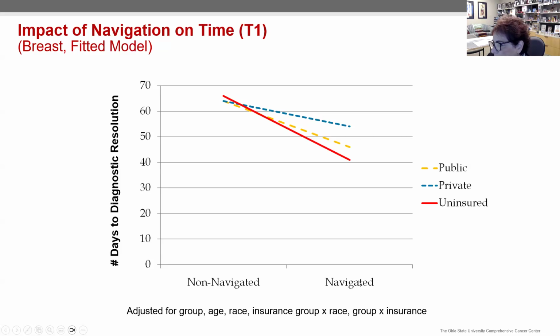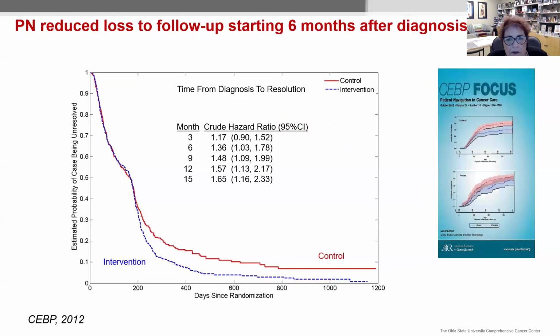But then if you go over to the navigated group, what did we see? Actually, the uninsured benefited the most from navigation. That was down to about 40 days, and then public was about 47, and private insurance was 65. So the navigator really had the biggest impact in the uninsured group. This is our results just at our site.